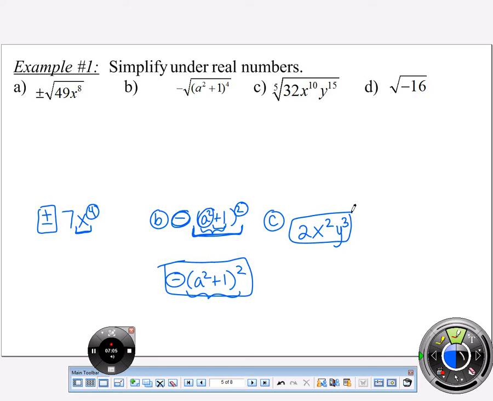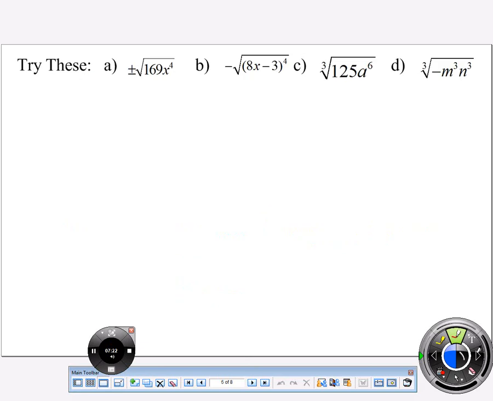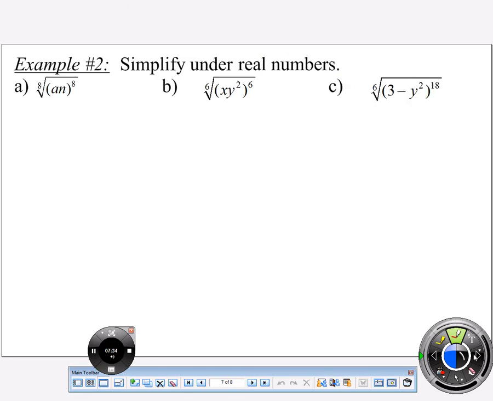So the odd indexed radicals will be a little more straightforward because we don't have to worry about the absolute value bars. And then in part D, since we're only looking for real number solutions, we would say no solution for the square root of negative 16. Okay, these are answers for the you try problem, so try them. Write notes and questions below them on the ones that you didn't understand and bring those to class with you tomorrow.